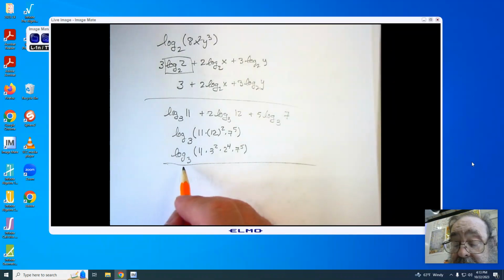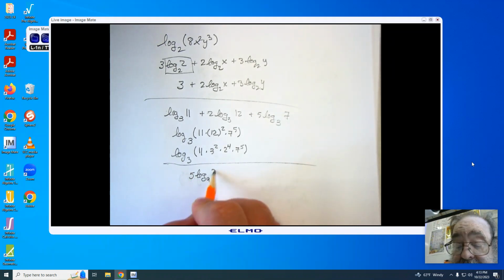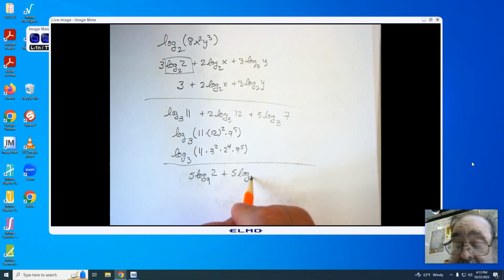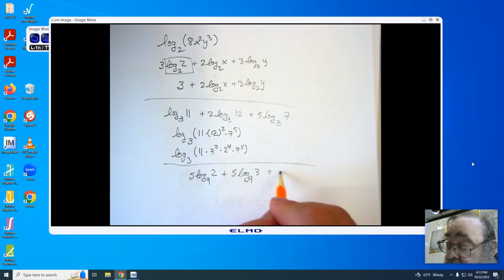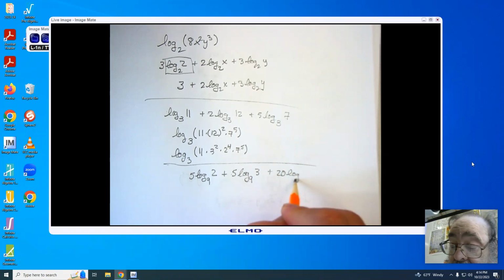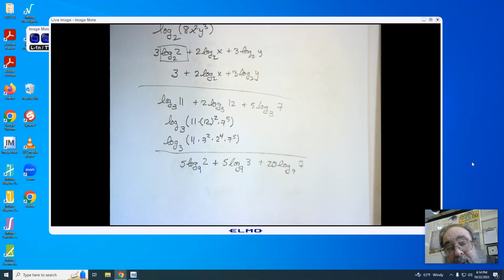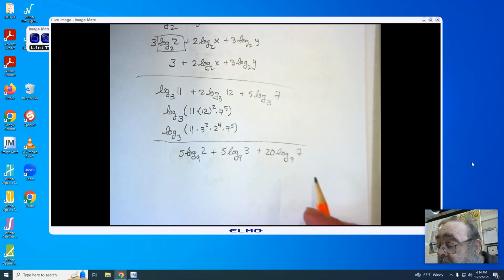We're now going to go to the next problem that said 5 log base 9 of 2 plus 5 log base 9 of 3 plus 20 log base 9 of 7. Once again, we're using those properties that I've already shown you in the notes, where we're taking our values and condensing. Let's just review those 3 properties one more time for the sake of argument.